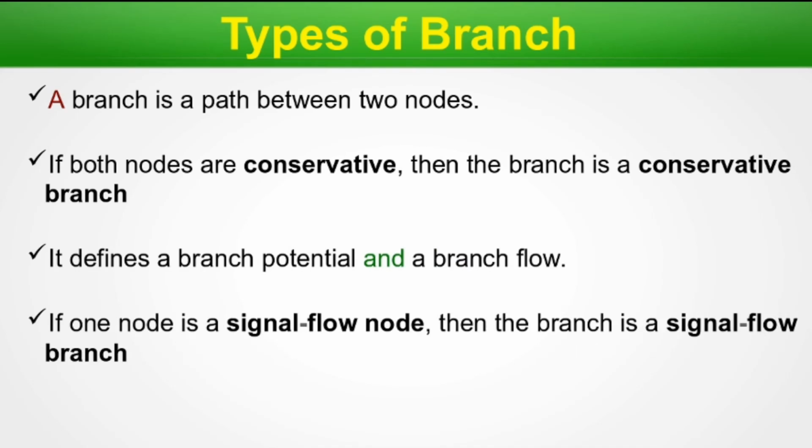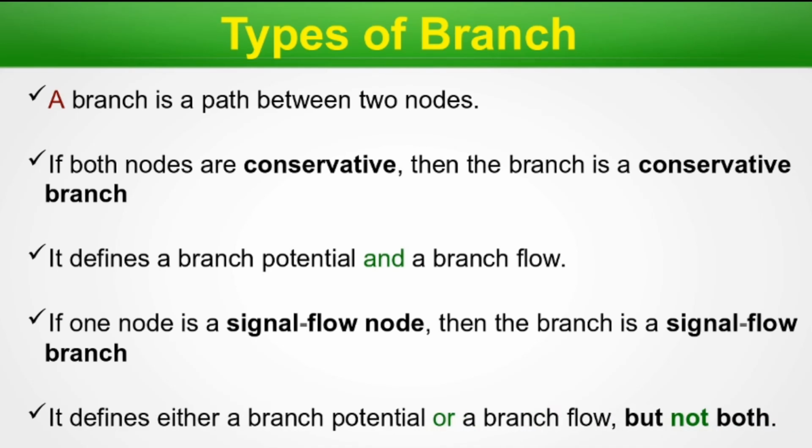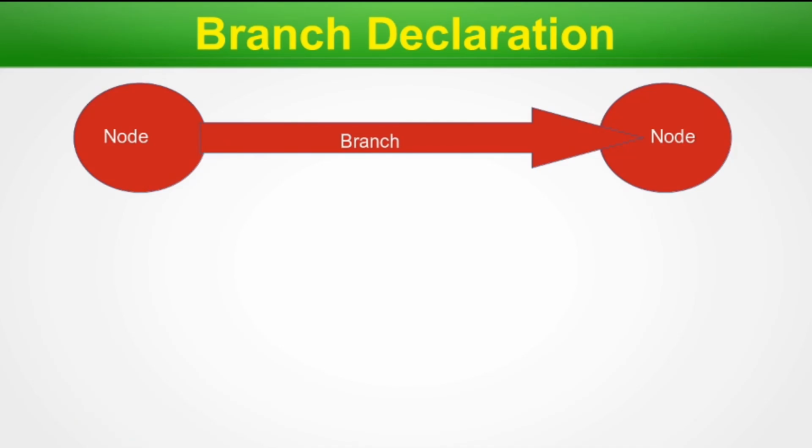If one node is a signal flow node, then the branch becomes a signal flow branch. As we have seen this conservative and signal flow kind of modeling in the previous video, now we can relate it here in the case of branches also. It defines either a branch potential or a branch flow, but not both. So let's look at the branch declaration. Here is a graphical representation of a branch from one node to another, and we define it here as a branch.